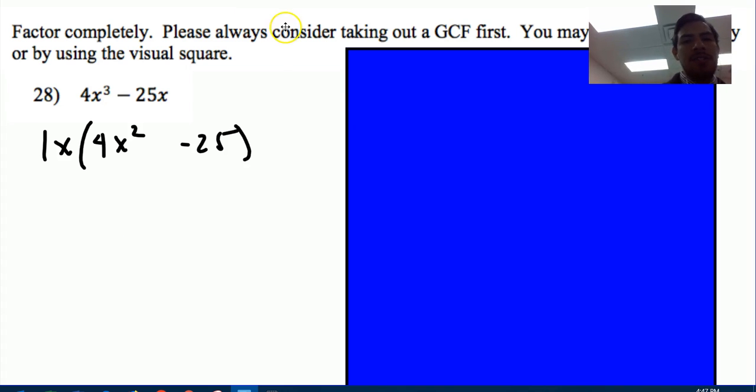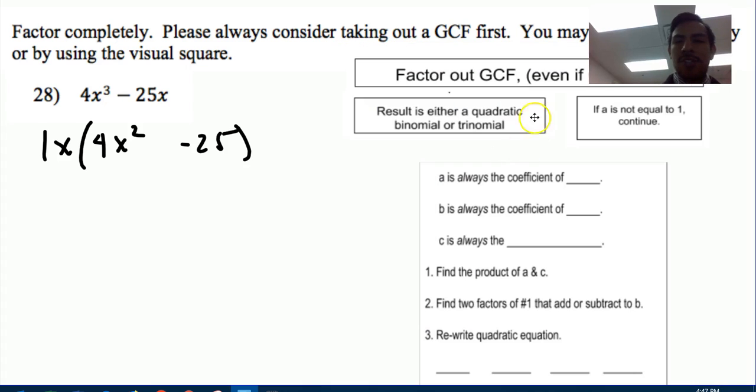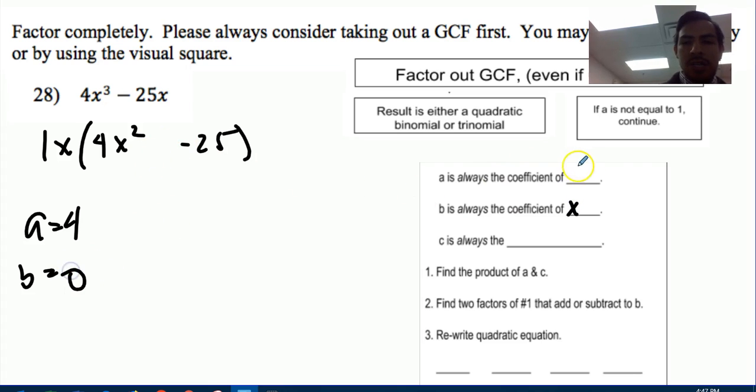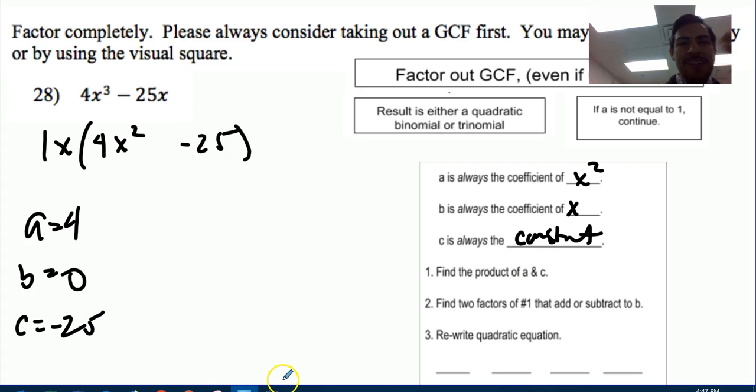Okay, so after I took out that GCF, a is not equal to 1, man. Shoot! So a is equal to 4. It looks like b doesn't even exist, because b is always the coefficient of an x term, and there is no x here. And my constant term is negative 25. Alright, looks like I'm doing this method again. So here we're going to have the product of a and c: 4 times negative 25, which is negative 100.